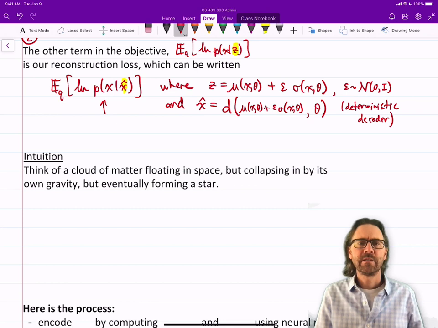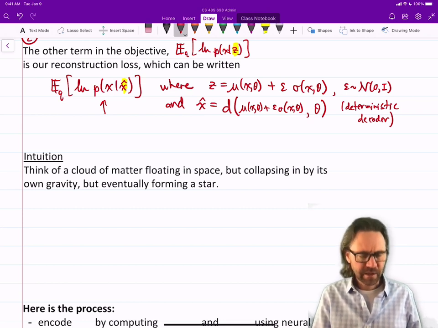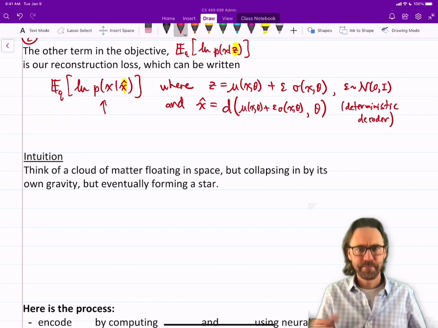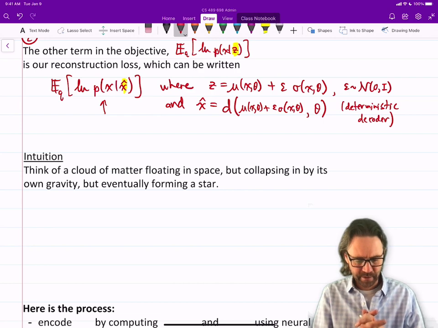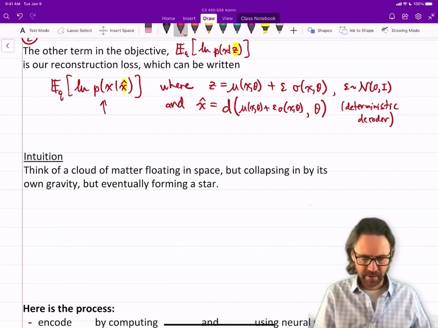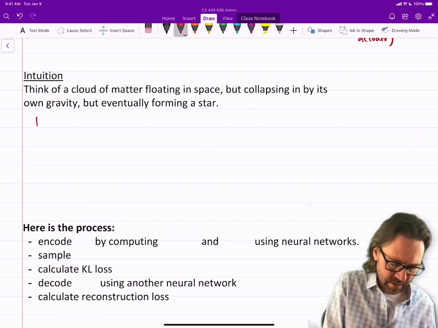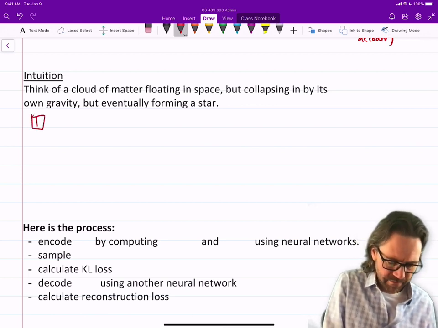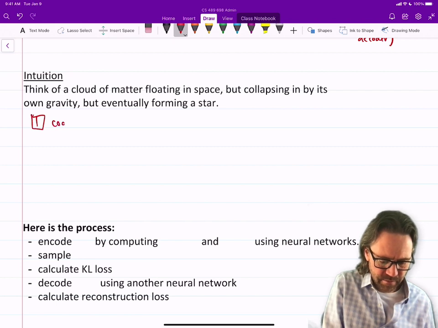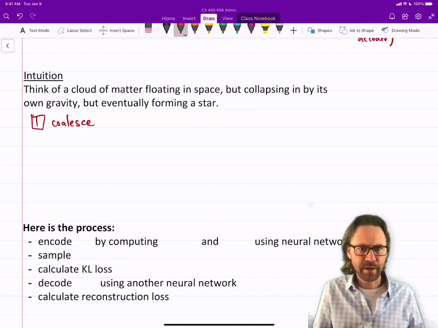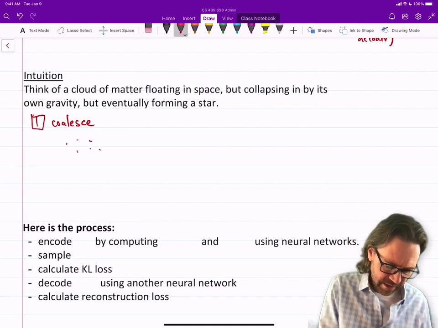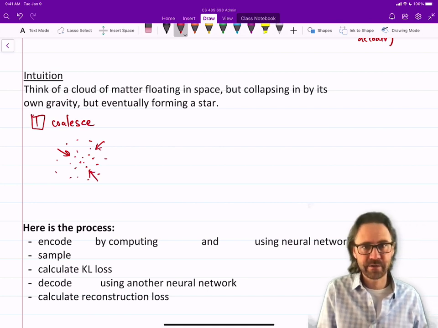So let me give you a bit of intuition about this. So think of a cloud of matter floating in space, but it's collapsing in on itself by its own gravity, and eventually is going to form a star. Okay, so in the first phase, we have a bunch of matter coalescing. So there's a bunch of atoms out in space, or maybe even molecules out in space, and they're starting to fall in towards each other, towards their center of mass.